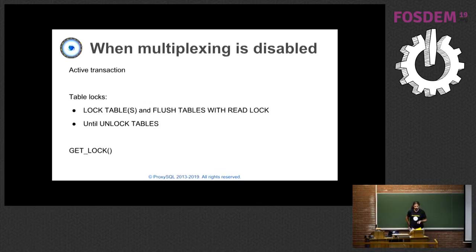Of course, there are certain criteria that automatically disable multiplexing. They are listed here. For example, if there is an active transaction, the connection cannot be shared until the transaction is completed. Or if there is some table lock, so if you have executed a LOCK TABLE or FLUSH TABLE WITH READ LOCK on that specific connection, that connection cannot be shared again until UNLOCK TABLE is executed. Same thing happens with GET_LOCK. If you execute GET_LOCK, that connection cannot be shared anymore. Surprisingly, there are still a lot of applications that use it.